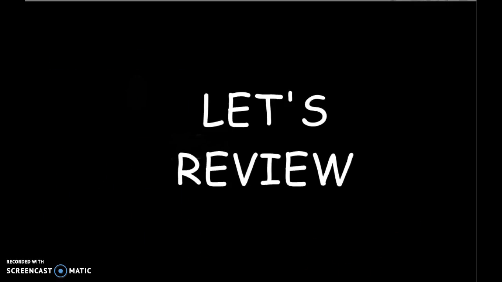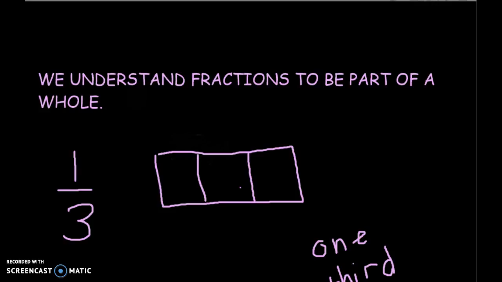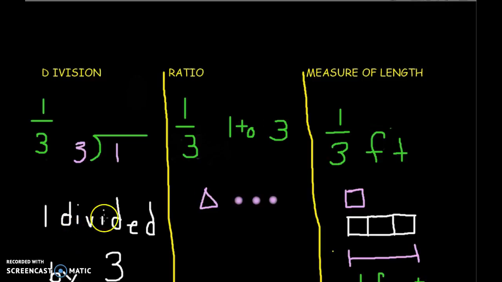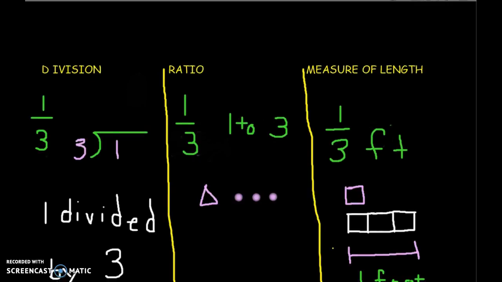So let's review. Normally, we understand fractions to be a part of the whole. So for instance, here, 1/3 of this rectangle would be this part right here, 1/3. And that's normally how we read it, and that's fine. But now we know that there's more than one way to read 1/3.